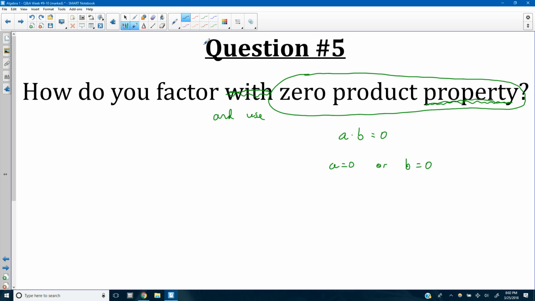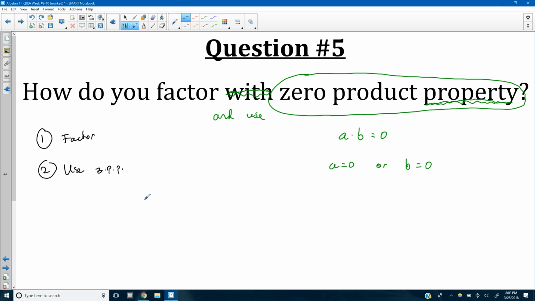So I guess the real question is, how do you solve a quadratic equation? How do you solve a quadratic equation? Step 1 is by factoring. If it's written in standard form, you got to factor. And step 2 is use zero product property. These are just 2 different steps.